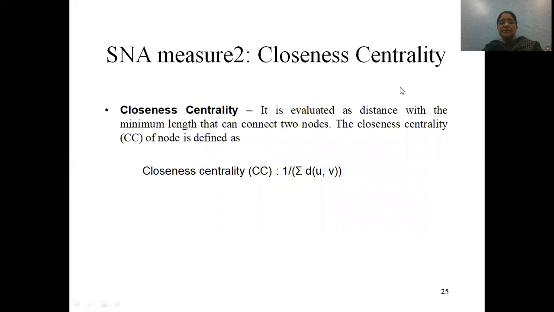The second is the closeness centrality. It refers to the distance with the minimum length that can connect two nodes, the closeness centrality of the node. So this is the formula: 1 upon the summation of the distance u comma v, meaning two nodes. These two are the nodes u and v. So we are taking the distance between these two, and we are taking the sum of these distances.